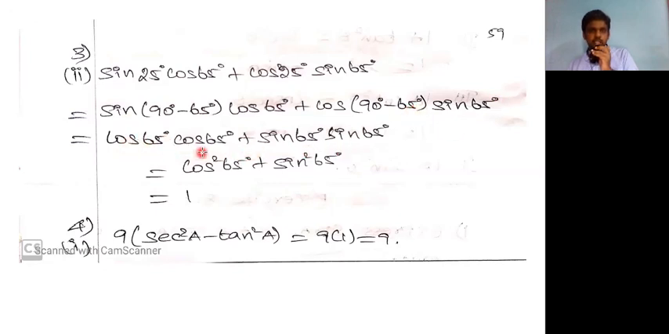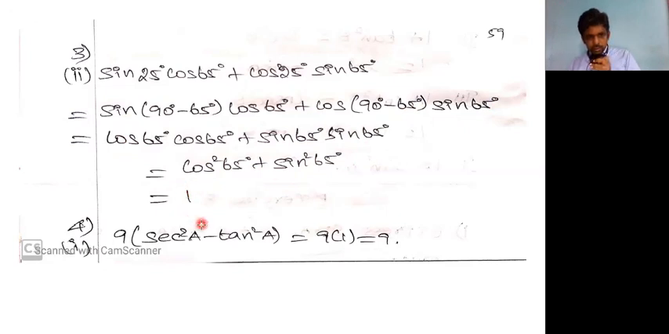So what is cos 65 into cos 65? Cos square 65 plus sin 65 into sin 65, sin square 65. So we have cos square theta plus sin square theta, where theta is same 65 degrees. So cos square theta plus sin square theta is 1.